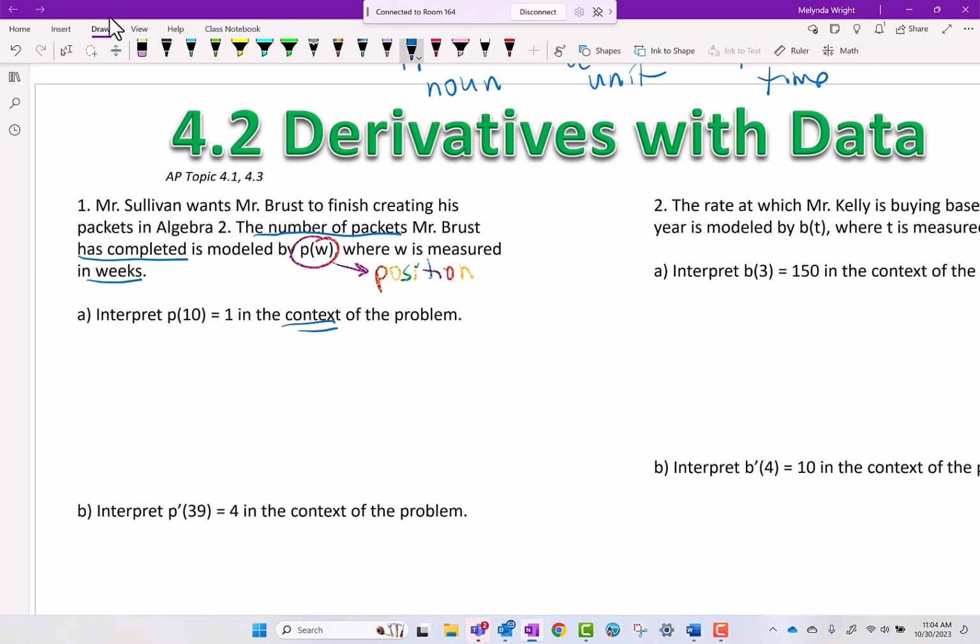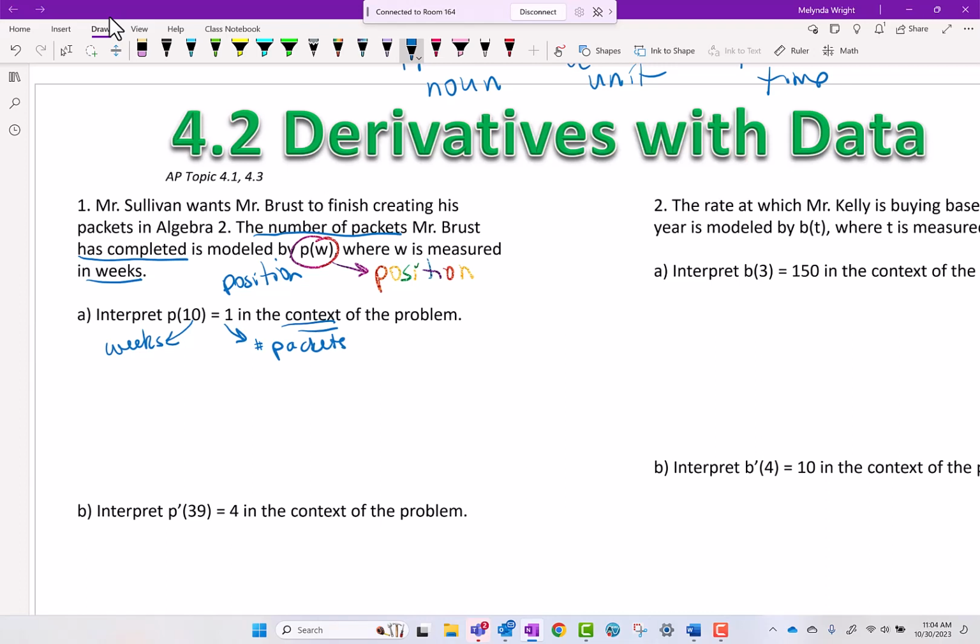So this value right here is a position value. P of 10 equals 1. So let's kind of pick that apart and see what all that stands for. This is weeks, right? That's how many weeks. And this is number of packets. So that's what those things are. So now let's put it in a sentence. We need a sentence that has the noun, the unit, and the time. Okay, so what we would say.